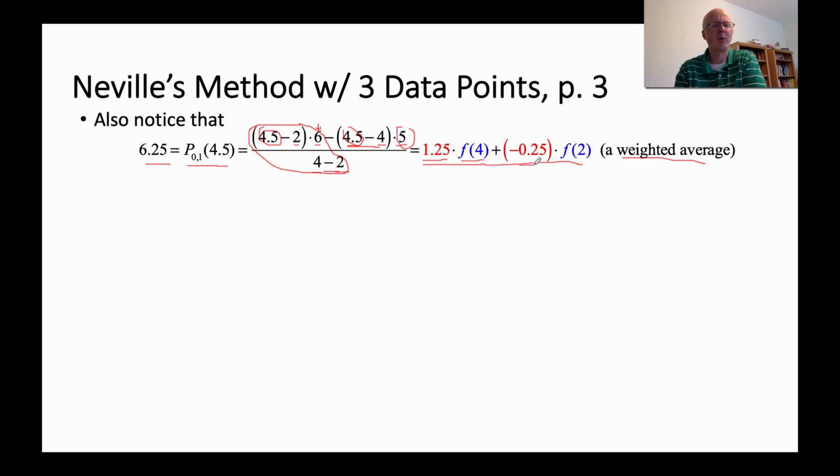Now, that's kind of a weird weighted average. What makes it a weighted average? These coefficients, these weights, the 1.25 and the negative 0.25 have to add up to 1. That's one thing that makes it a weighted average.